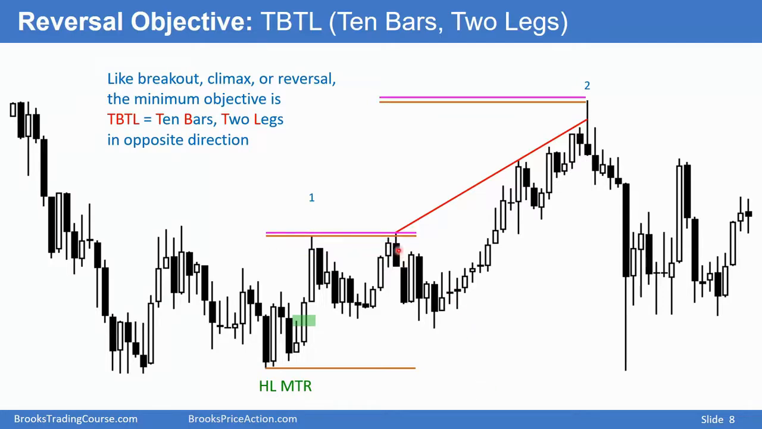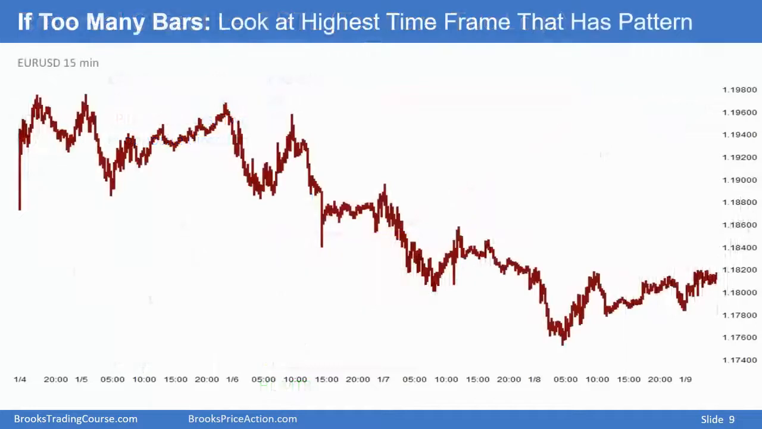You could draw the measured move up using this high instead of that high. Some computers will use this high, others will use that high. If you use this high, the pink line, it did not quite reach there, but we still reversed down and we still have a wedge, and we're still testing the top of the chart. Good to get out below the low of that bar.